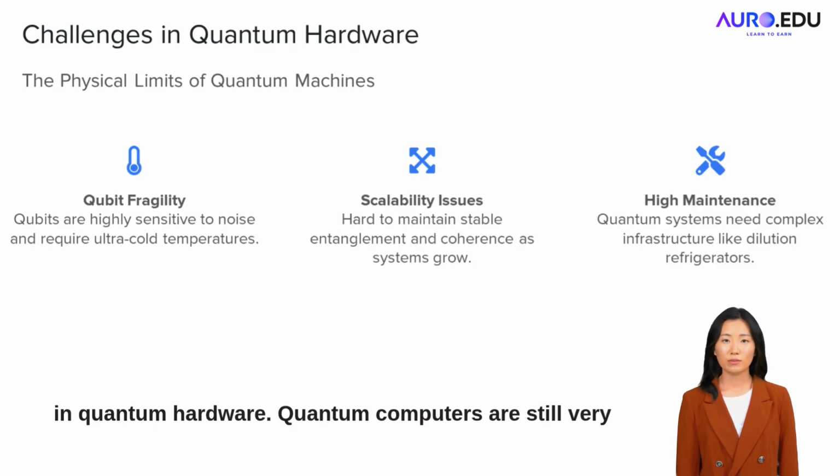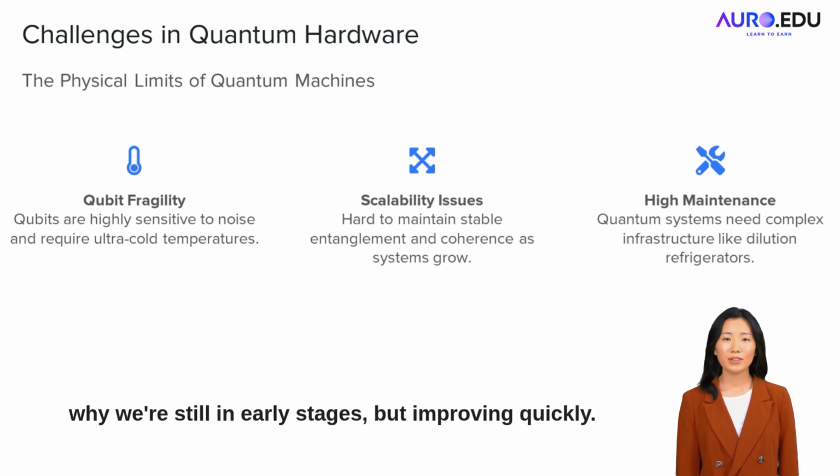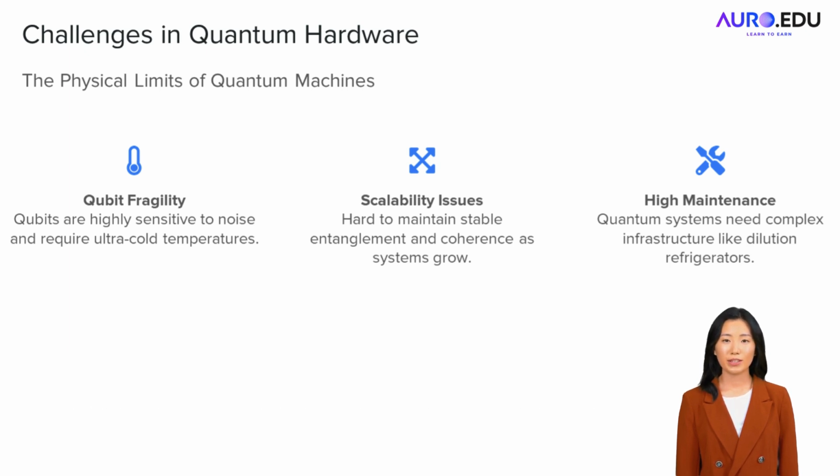Challenges in quantum hardware. Quantum computers are still very fragile. Qubits need to stay super cold and quiet, or they'll mess up. It's hard to build large systems that stay stable. That's why we're still in early stages, but improving quickly.